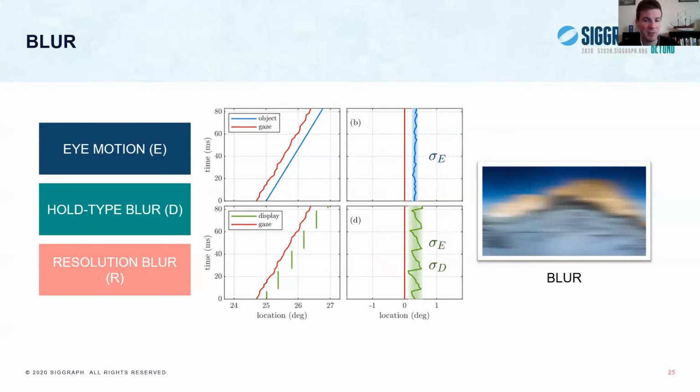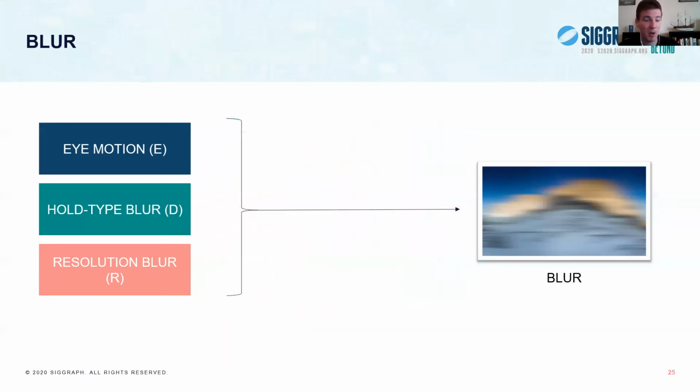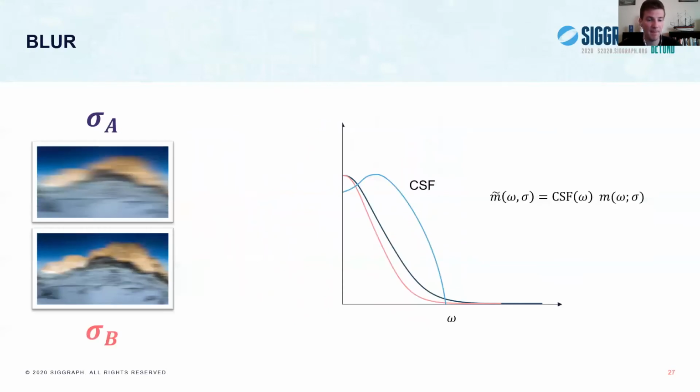In the model, we estimate each blur factor as a convolution with a Gaussian kernel and describe the final blur as a single combined width of the combined Gaussian kernel. Given two blur sigmas, we estimate the perceived quality difference by taking the Fourier transform of each Gaussian blur kernel, which is again a Gaussian kernel.